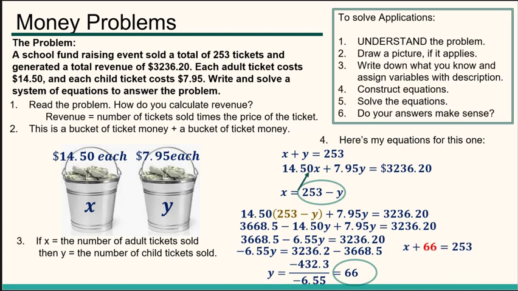I know that x plus 66 equals 253. Subtract 66 from both sides. X is 187. That's the number of adult tickets sold. That's an answer. Does this make sense? If I add those together, will I get 253? Yeah, it does. All right, we're going to look at some speed problems next.